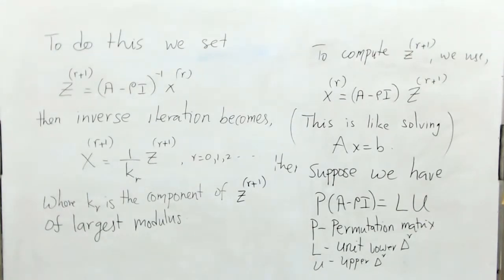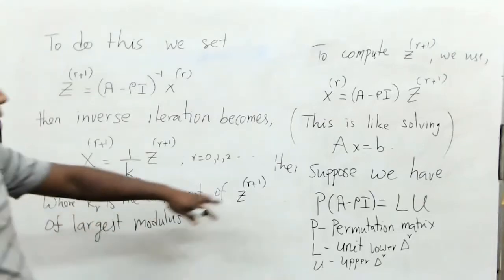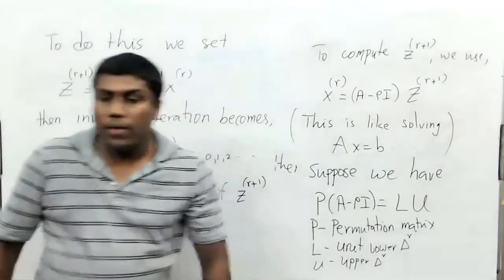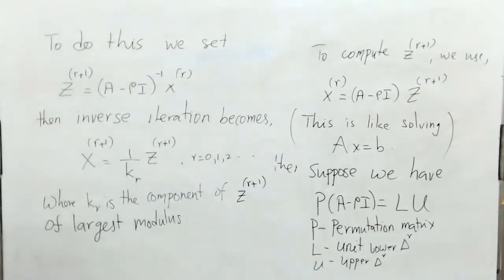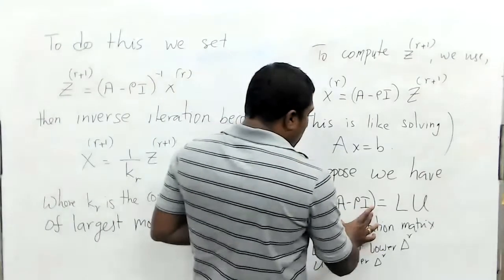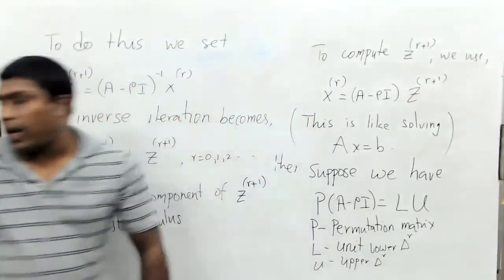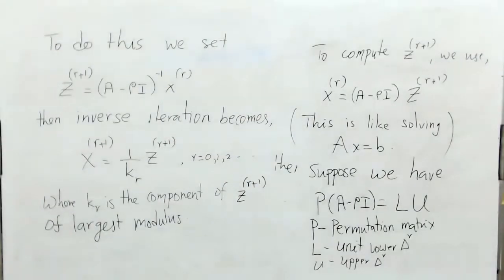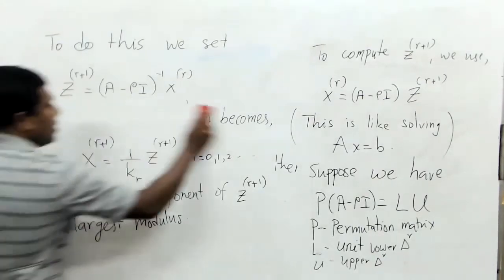Okay, so let us continue. This is the material we covered in the first chapter, that is factorizing a matrix A as PA is equal to LU. Here your matrix is A minus rho I. So suppose that you factorize that in the form PA is equal to LU, right? So then you know that this.